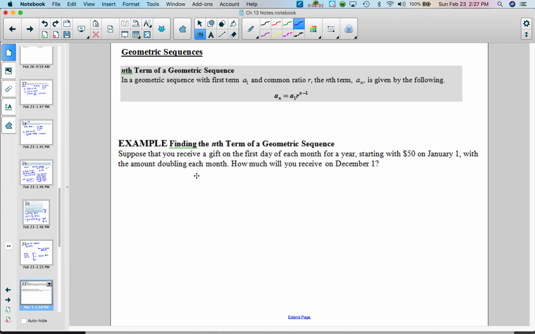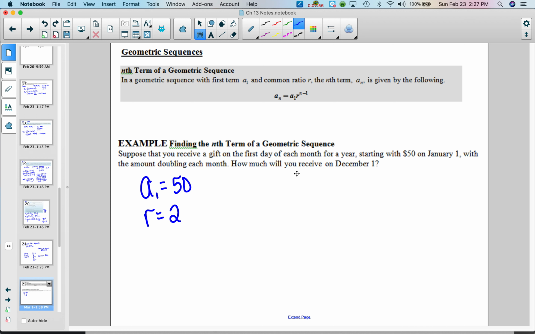Suppose that you receive a gift on the first day of each month of a year, starting with $50 on January 1st, with the amount doubling each month, so kind of similar. How much will you receive on December 1st? So what we learn from this is our a sub 1 value is 50 because that's our initial term, and it's doubling each month, so that's my common ratio.